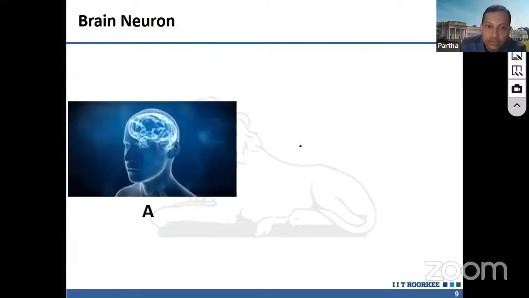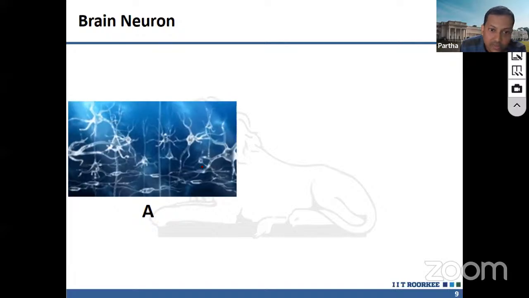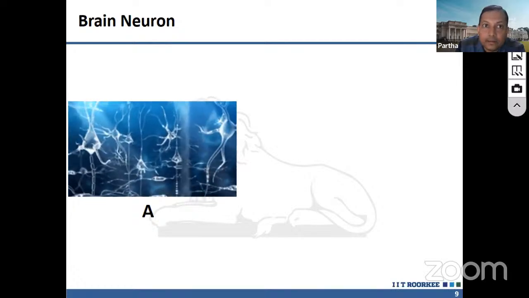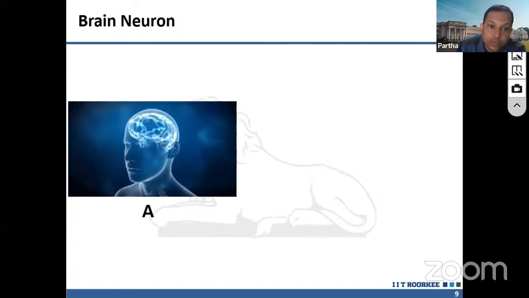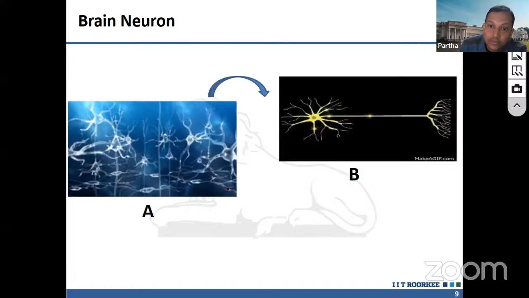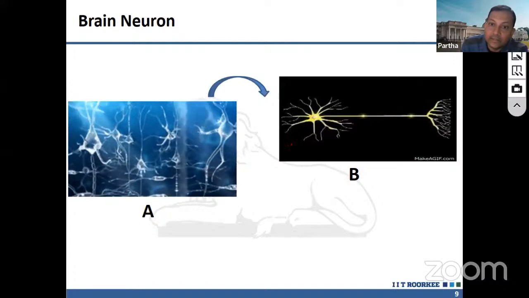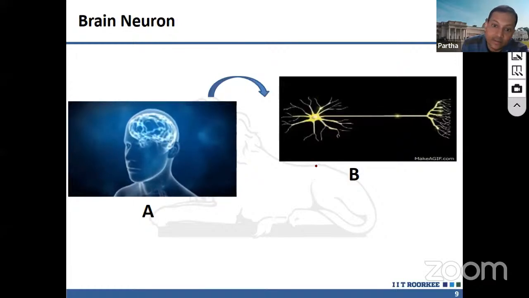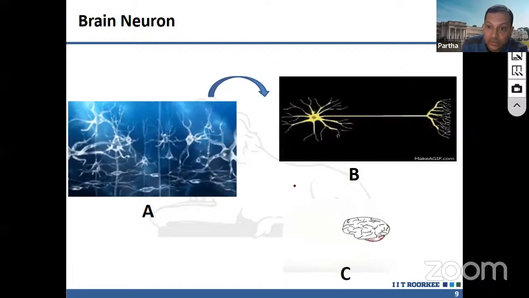In the brain you have lots of neurons. For example, if I touch a hot vessel, I will immediately pull my hand out. That means my brain is giving me signals that this is hot. Those signals come from the brain, saying that you should pull your hand out, otherwise it will be burnt.